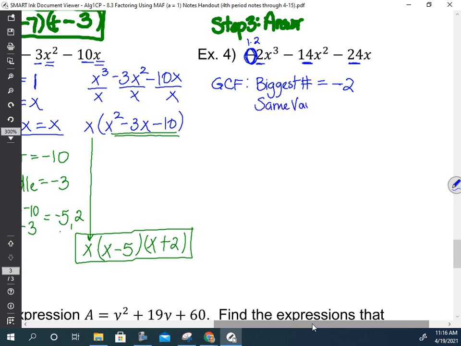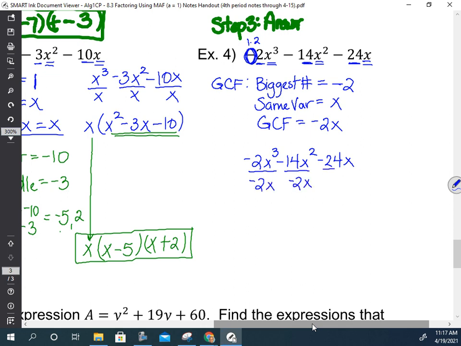Look for our variable: x to the third, x squared, and x. So we can take out x. Our greatest common factor is negative 2x. So we divide everything by negative 2x. We have x squared plus 7x plus 12 with the negative 2x out in front. So there's step number 1. Any questions?